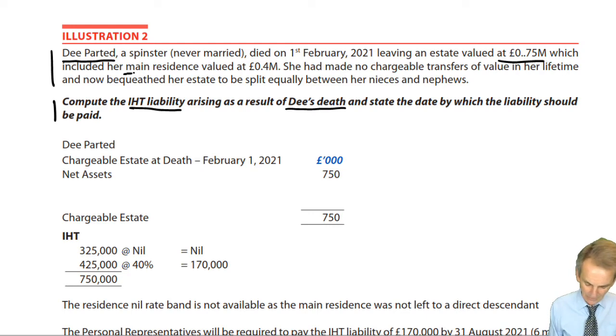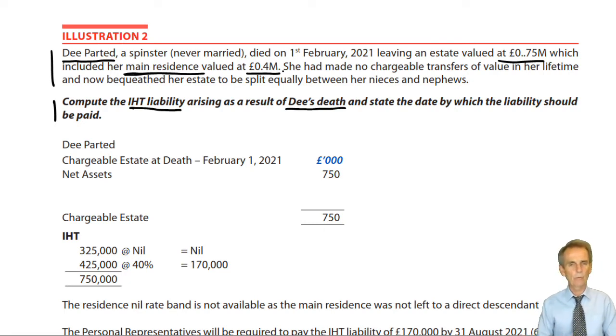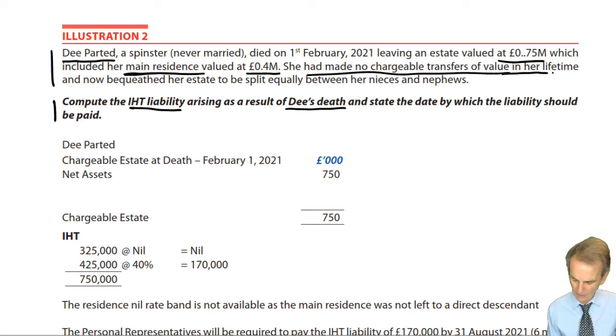And that included her, and there's the expression, main residence. As soon as you see main residence, you are thinking about the availability of the residence nil rate band. And that was valued at 0.4 million. Obviously, in getting that figure within the estate, we would already have deducted any mortgages from that value of the property. So that would be the net value after the deduction of the relevant mortgages that are to be deducted for inclusion within the death estate. Now, given that that is 0.4 million, £400,000, that is bigger than the residence nil rate band, so you'd be looking, if applicable, at a maximum of £150,000. She has made no chargeable transfers of value in her lifetime.